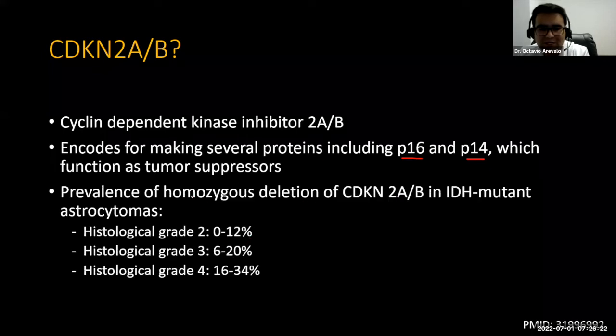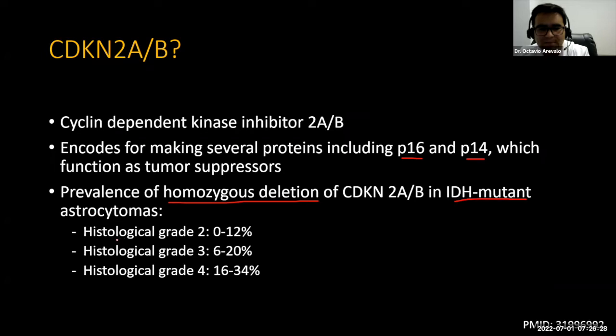And the prevalence of this abnormality in IDH mutant tumors is very high. For example, for histological grade 2, up to 12% of these tumors that are very benign looking on histology may have this homozygous deletion, and grade 3 up to 20%, and the histological grade 4 IDH mutant up to 34%. So this is something that is very important.